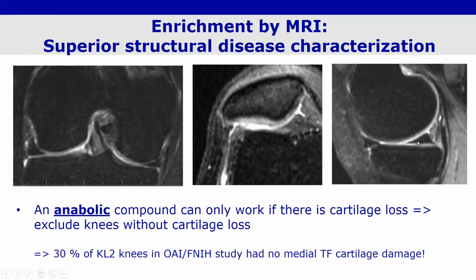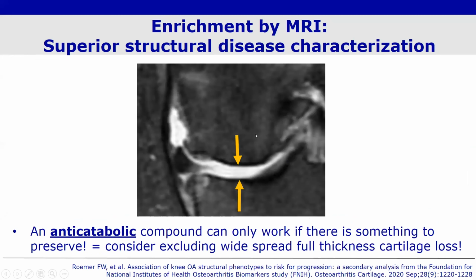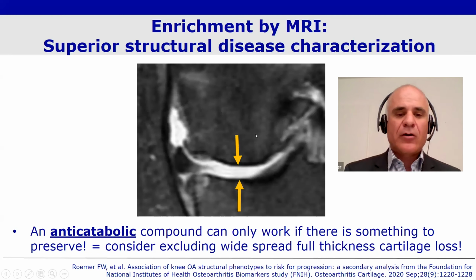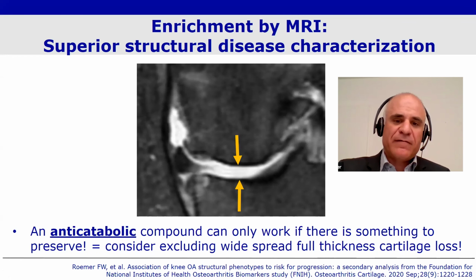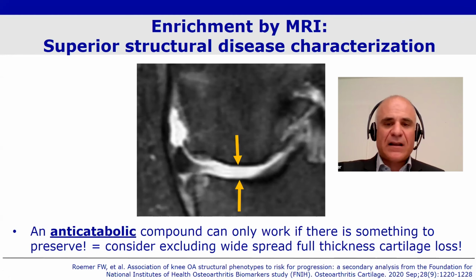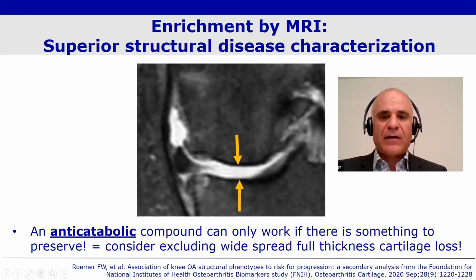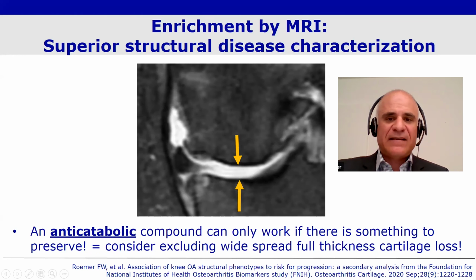If the FNIH cohort was even more than that, almost 30% did not have any medial tibiofemoral joint cartilage damage, which is the compartment of interest. On the other hand, when we are looking at the mode of action of an anti-catabolic compound trying to preserve cartilage over time and decrease cartilage loss over time, that compound likely will work best when there is something to preserve.